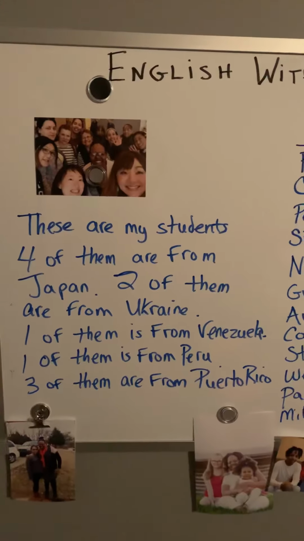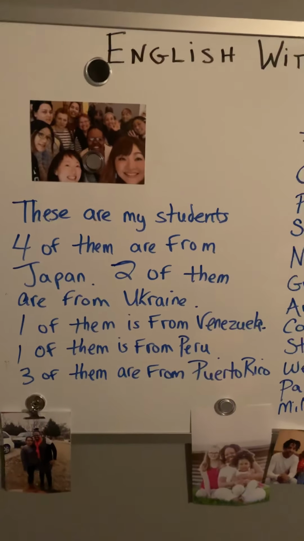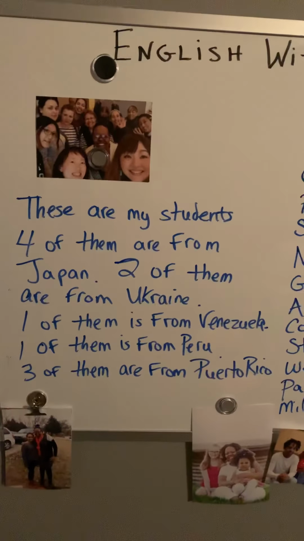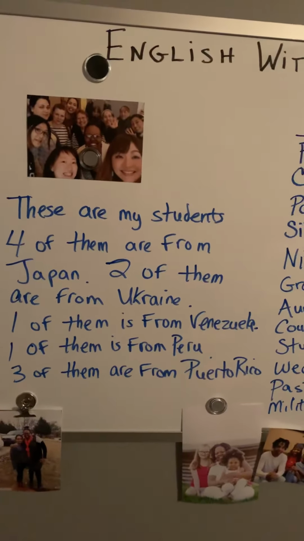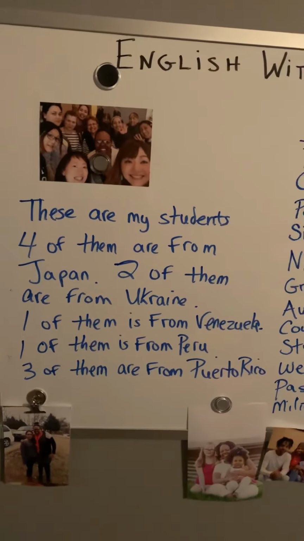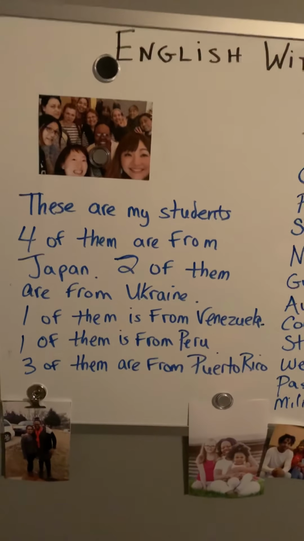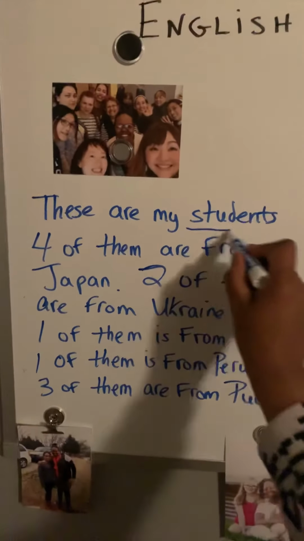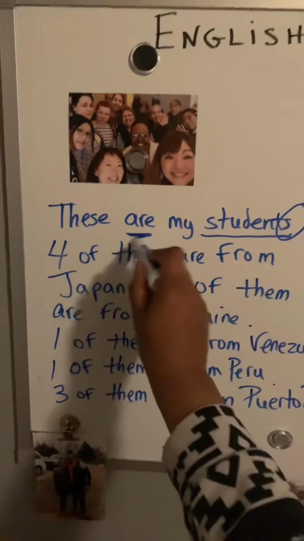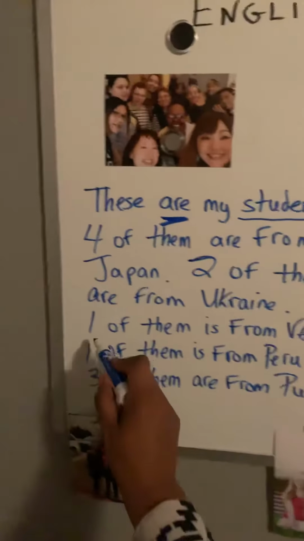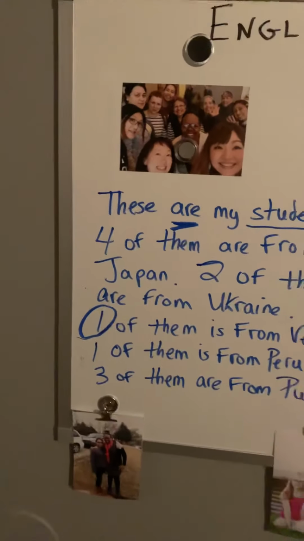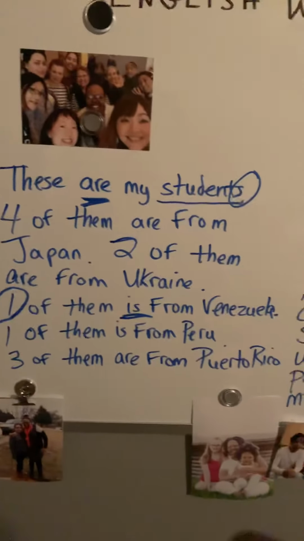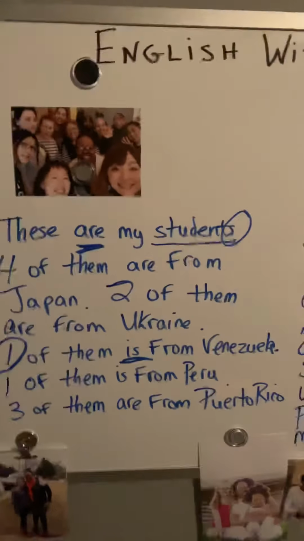So four are from Japan, two are from Ukraine, one is from Venezuela, one is from Peru, three are from Puerto Rico. What pattern do you notice? When I'm talking about plural, like students, I'm using are. But when I'm talking about singular, that's one, I'm using is. So your subject and your verb must always match.